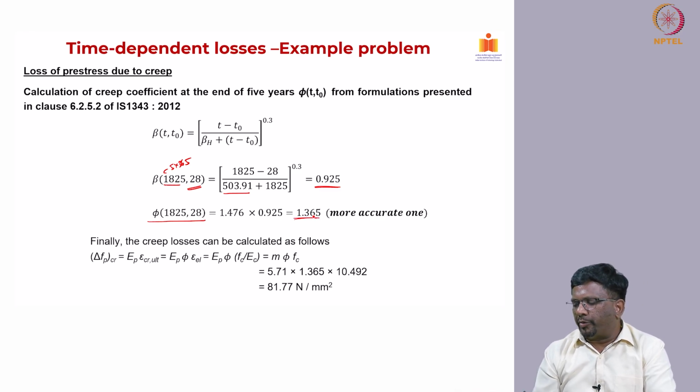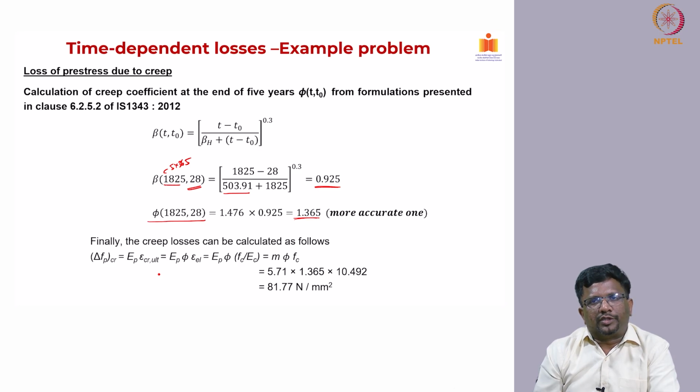Now that we have got the creep coefficient, the loss in pre-stress due to creep, we know, is elastic modulus multiplied by the creep ultimate strain, and creep ultimate strain can be calculated from phi into epsilon elastic. Now, phi we have calculated. What is epsilon elastic? Epsilon elastic is the strain in the concrete at the level of this pre-stressing steel. Strain can be calculated by stress divided by elastic modulus. Stress we have already calculated to be 10.492 megapascal. So, if you plug in this value, it is nothing but modular ratio multiplied by creep coefficient multiplied by stress in the concrete at the level of steel.